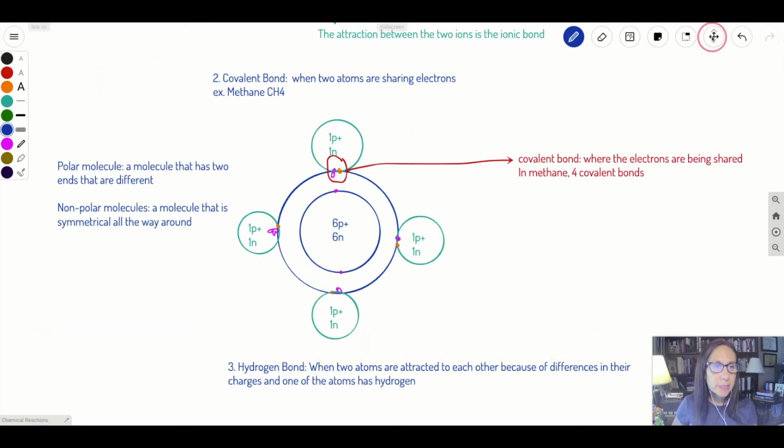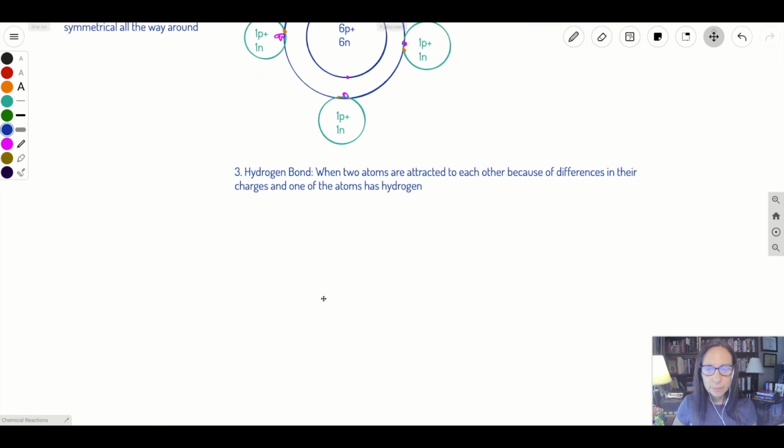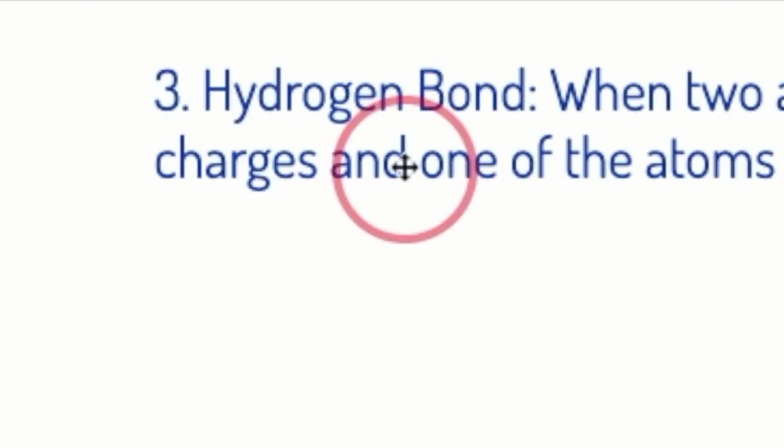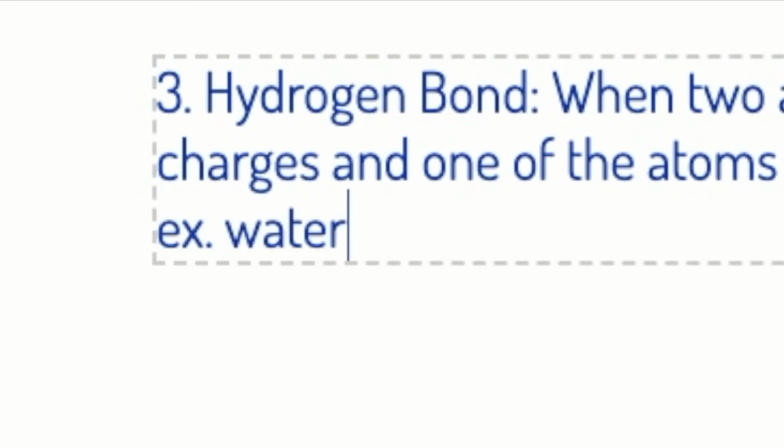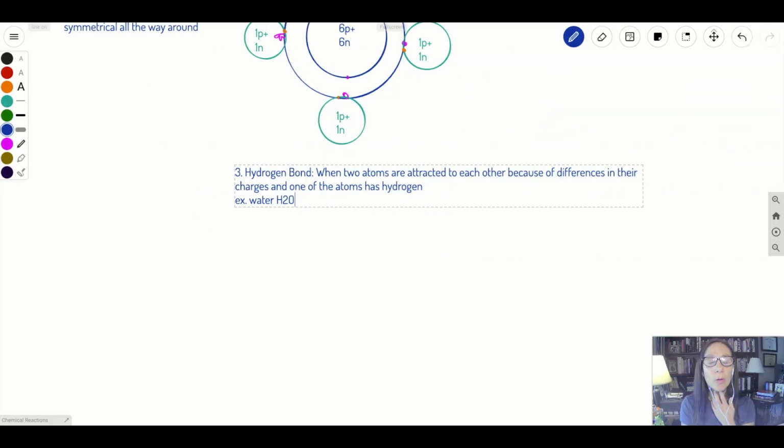I'm going to show you an example. The example I'm going to use to show a hydrogen bond is water. And do you guys know what water is? Yes, it's H2O. We learned this in kindergarten. You ask any kid and they always know H2O is water. What this means is we have 2 hydrogens and 1 oxygen.